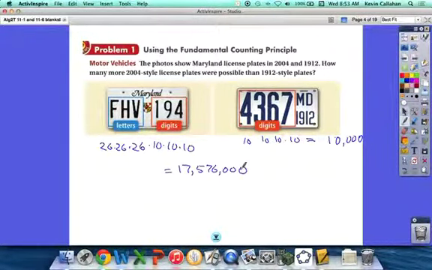And so their question was, how many more plates did you have with this format than you had with that format? So just subtract. Minus 10,000. 17,566,000.